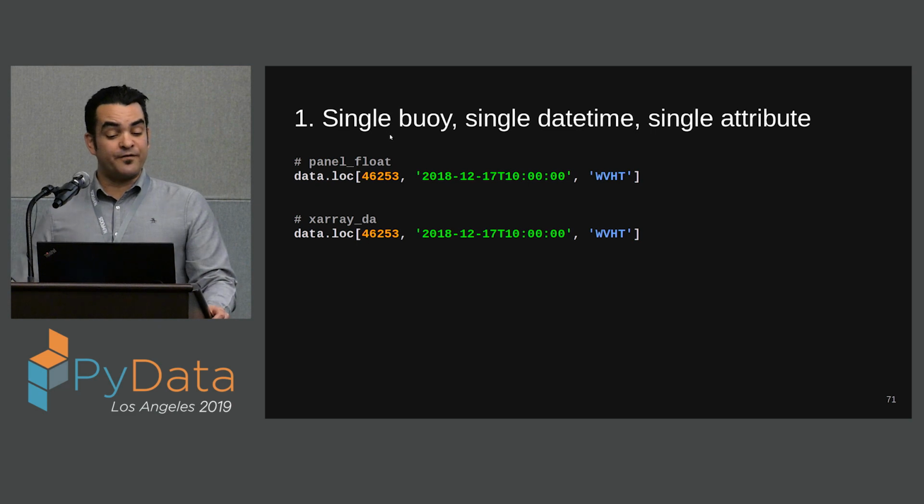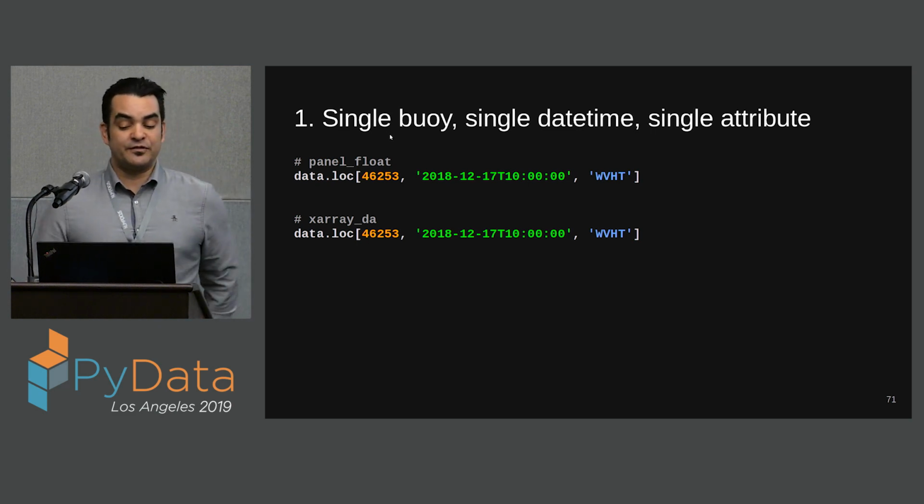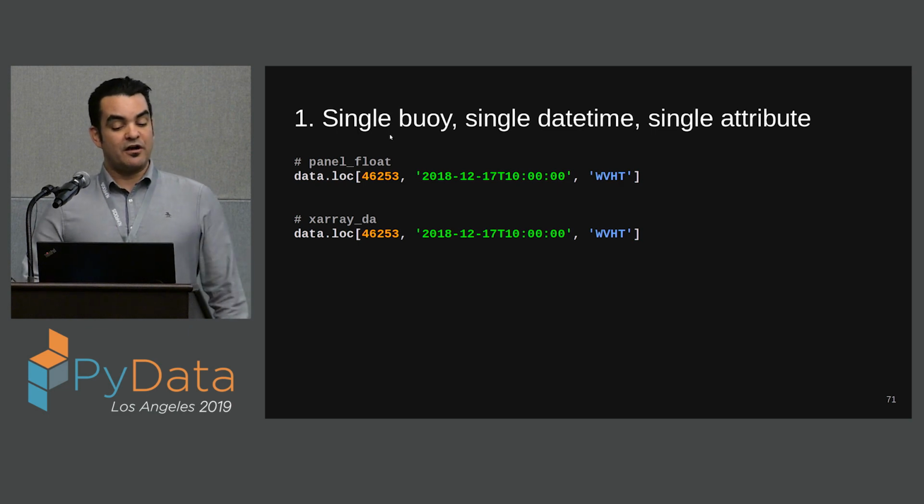So again, interface is important. Let's look at the interface. We can see our single buoy, single date time, single attribute selection on a panel and on the xarray DataArray is exactly the same. These two loc calls are exactly the same, and consistent with what we've generally seen, we're selecting one axis at a time.